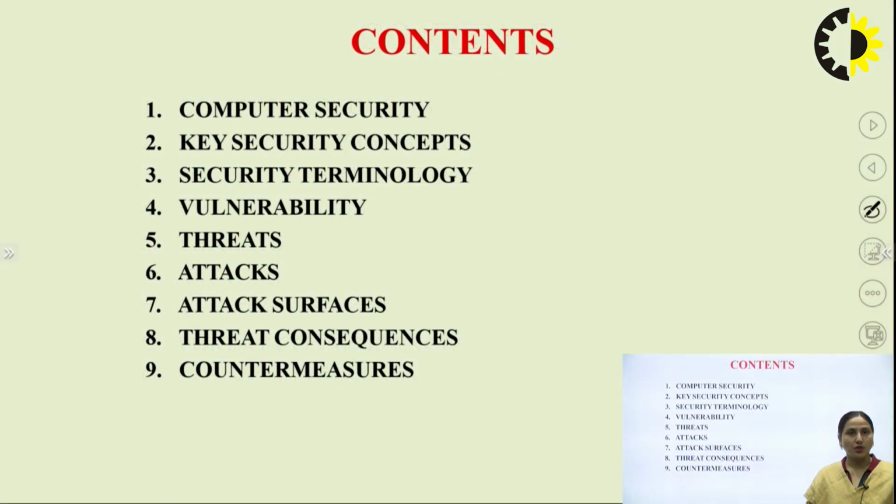Now these are the contents that I am going to deliver in my presentation today. First is computer security. What do you understand by computer security? Why is there a need for computer security? Key security concepts, security terminologies, vulnerabilities, that means the weaknesses, threats, attacks, attack surfaces, threat consequences, and lastly I'll be dealing with the countermeasures.